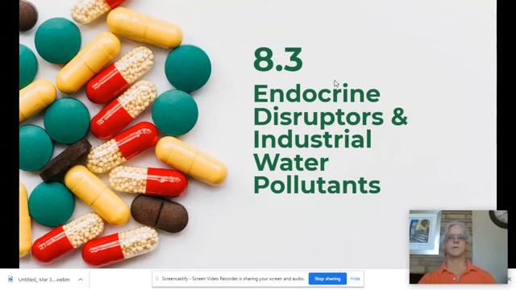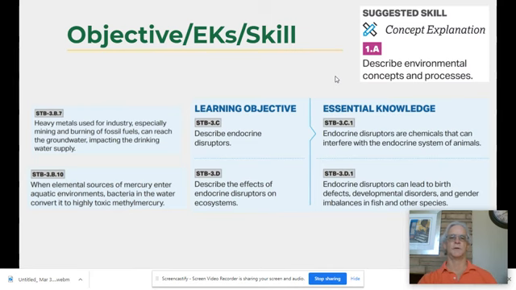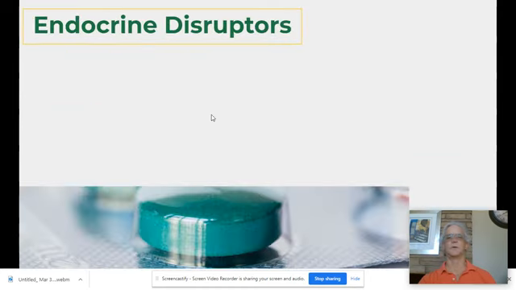We're covering section 8.3 on endocrine disruptors and industrial water pollutants. The learning objectives are to be able to describe endocrine disruptors, describe the effects of them, and indicate where they come from and what they do, such as interfering with endocrine systems and causing birth defects and so forth.